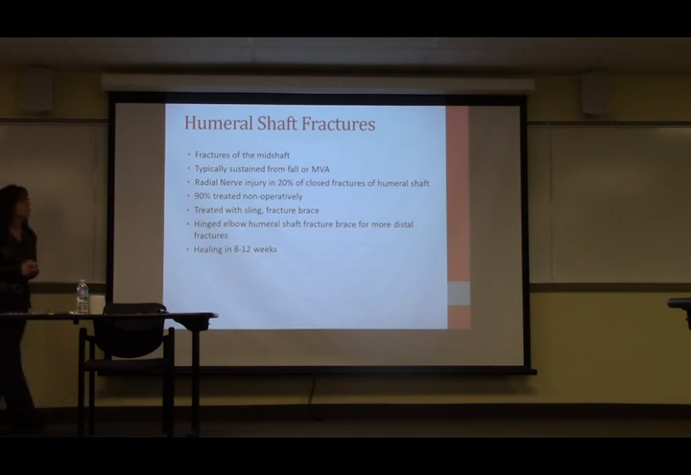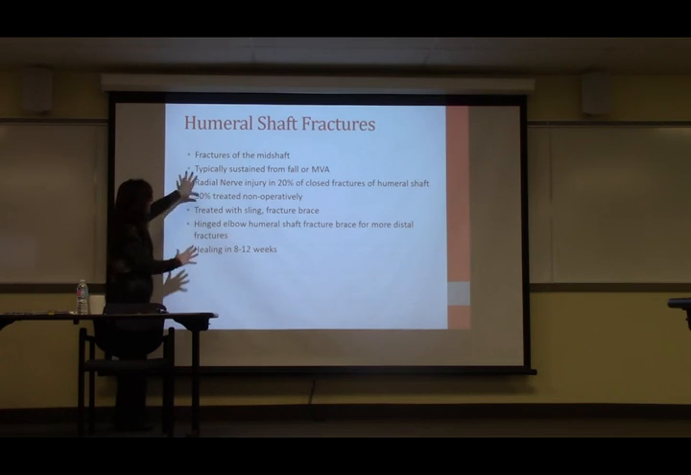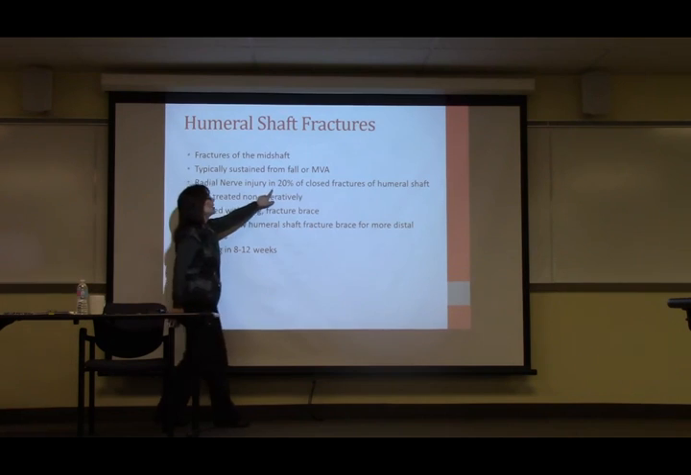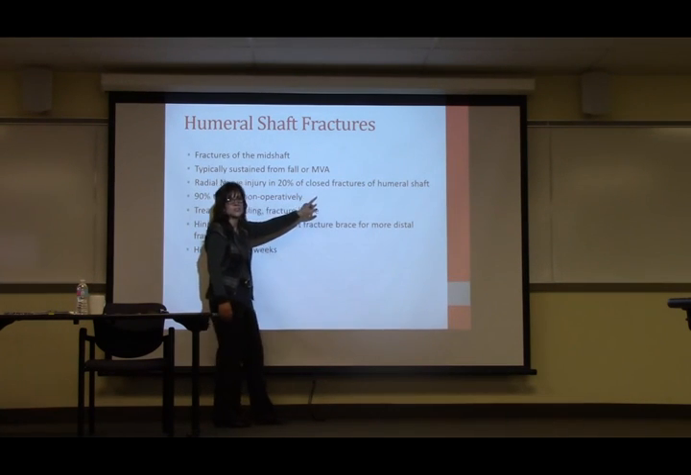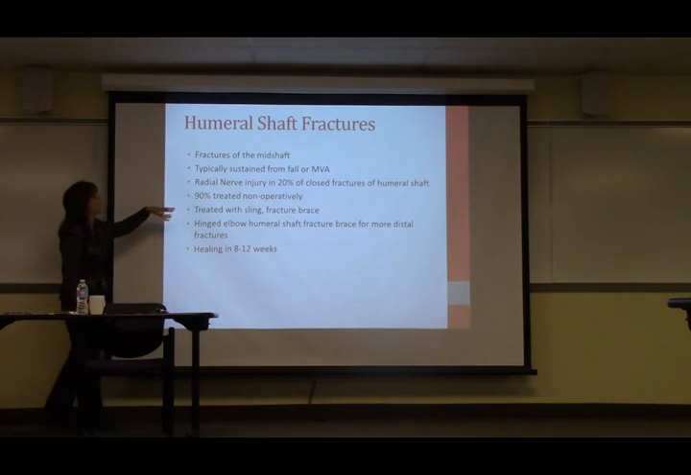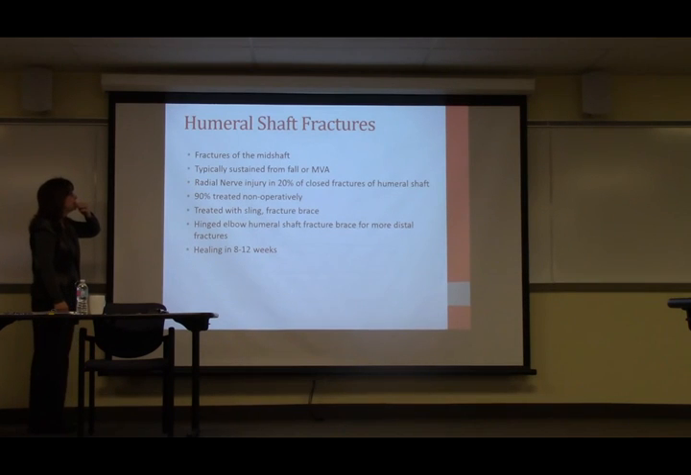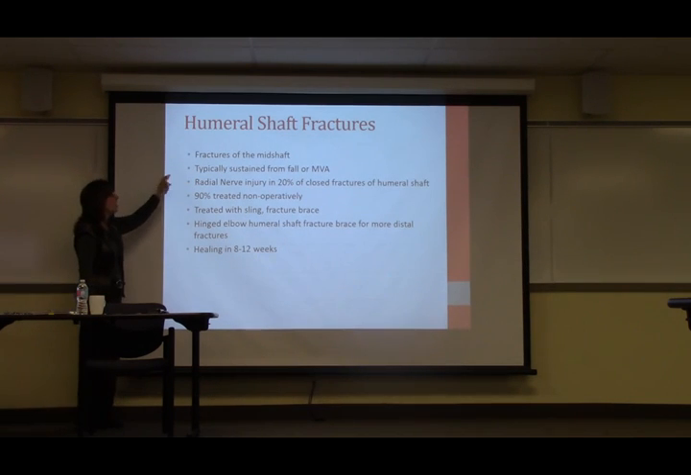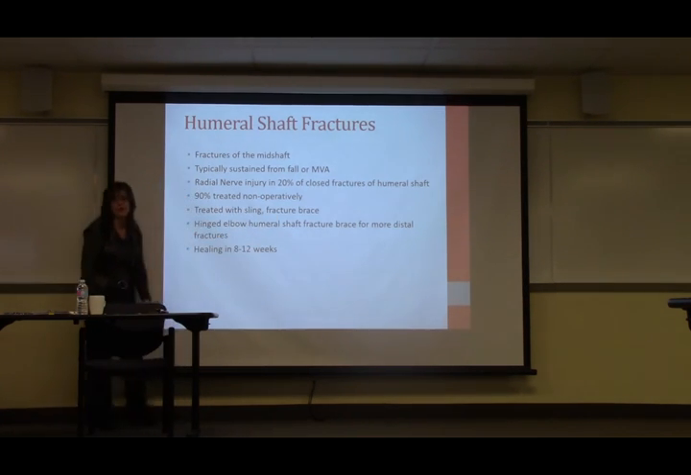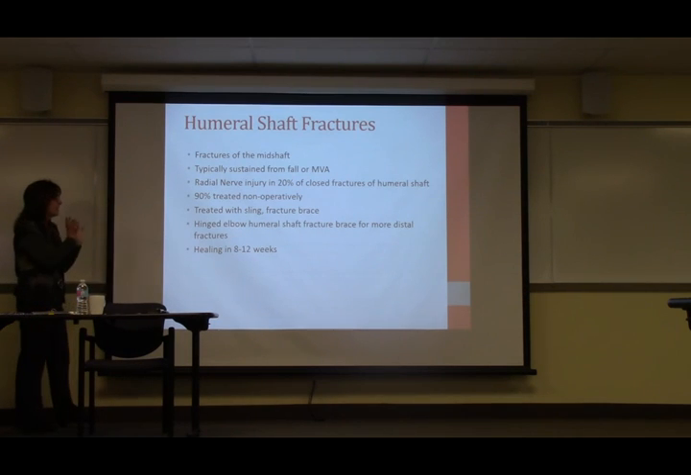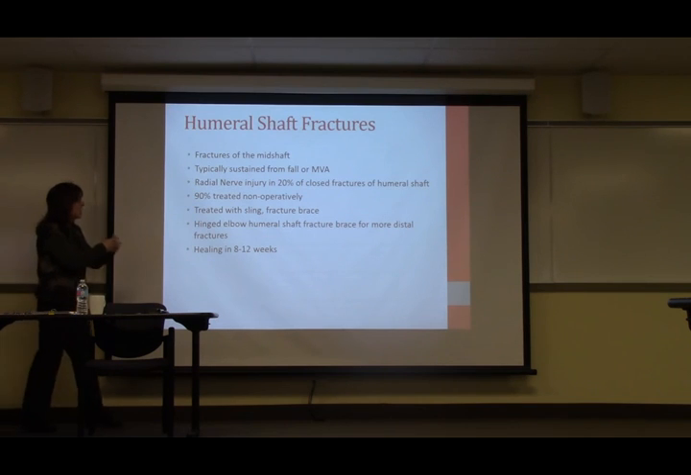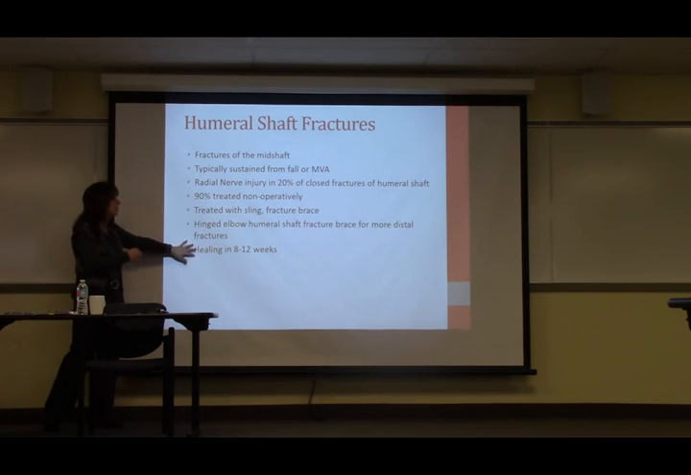Okay, mid-shaft fractures. I know I have something in here about radial nerve. Yes. 20% of all closed fractures of the humeral shaft, radial nerve pathology. These again are from fall or some high energy accident. These could be treated with a sling or the mid-fracture or the fracture brace that I was describing, that would be a cylindrical brace or a clamshell type of brace. These take a little bit longer to heal.